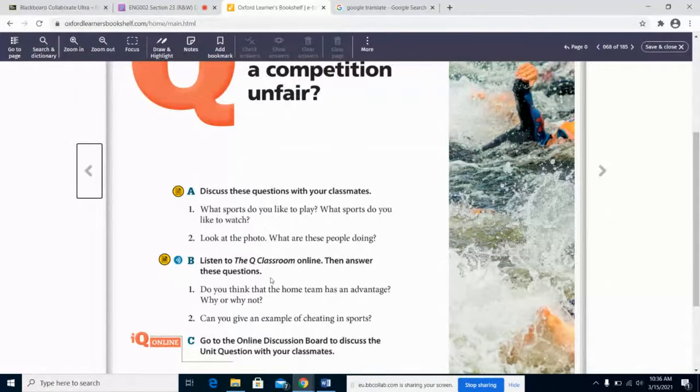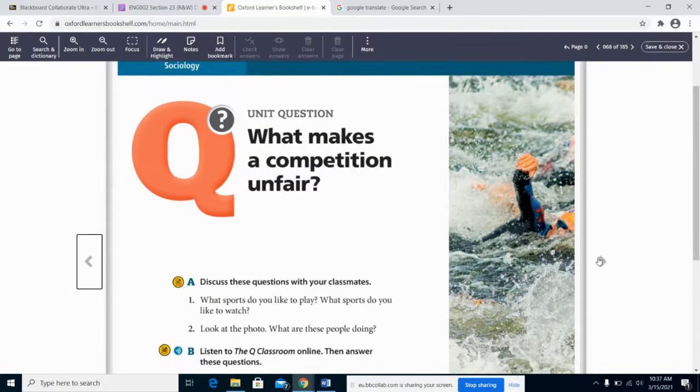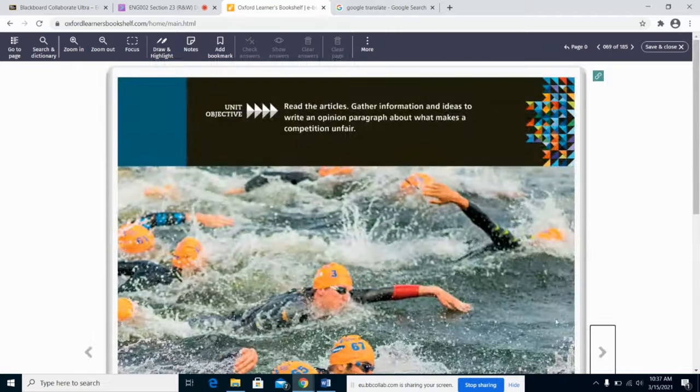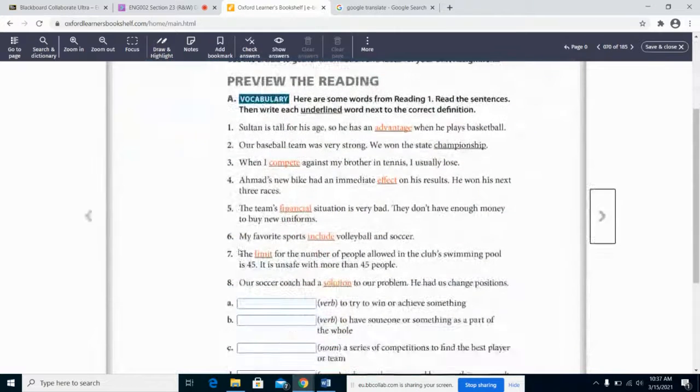And then further questions, and you listened to a Q Classroom online where Sophie, Marcus, and other students were discussing the advantage a home team has in a game. We also compared sports with life, and then we previewed the reading by learning new words. Those new words are advantage, championship, compete, effect, financial, include, limit, and solution.